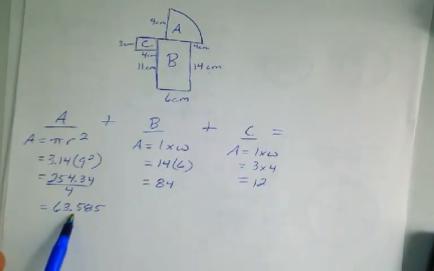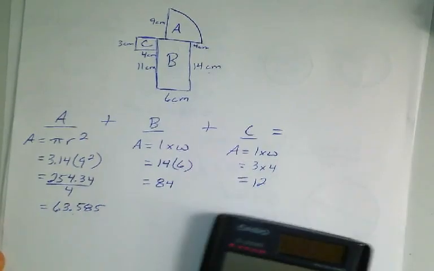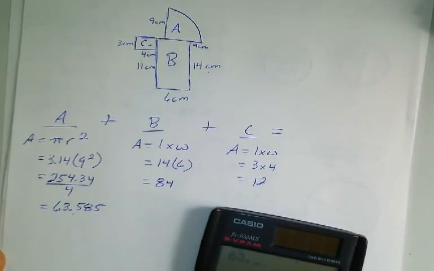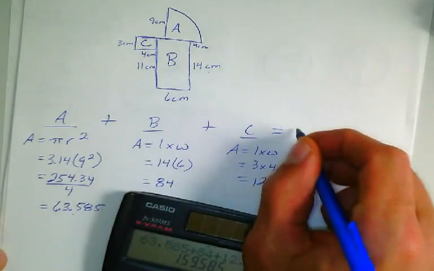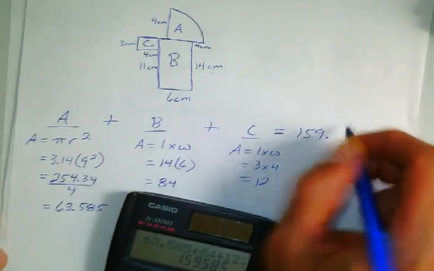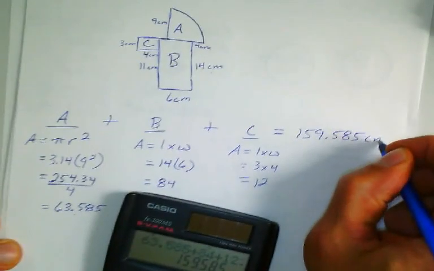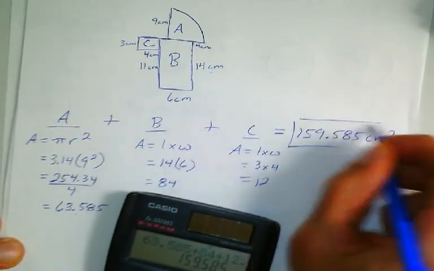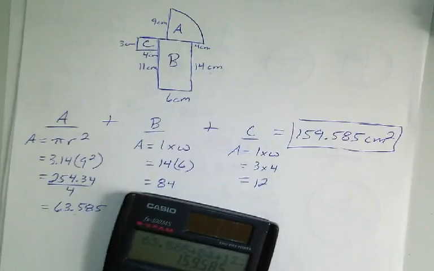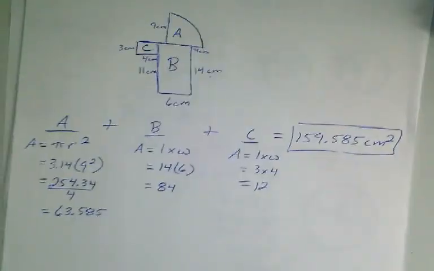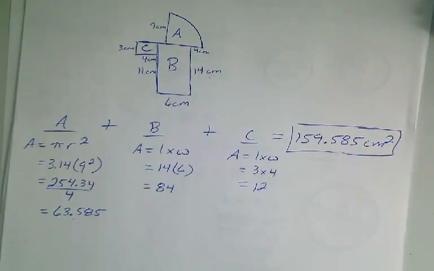So I need to do 63.585 plus 84 plus 12, which gives me a final area of 159.585, and that is square centimeters because it's a two-dimensional area. Perfect. So that's how you find the area of composite figures. They do get tricky, I'm not going to lie. This can be tough, so don't get frustrated on IXL.